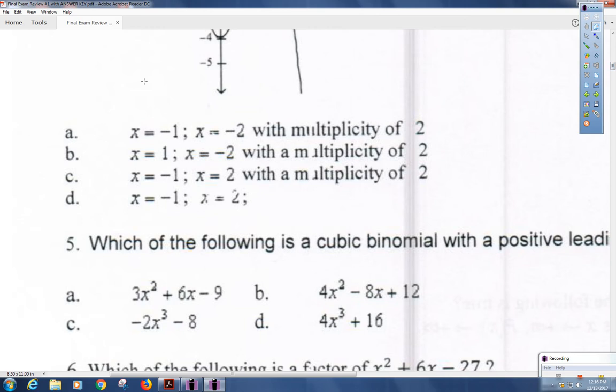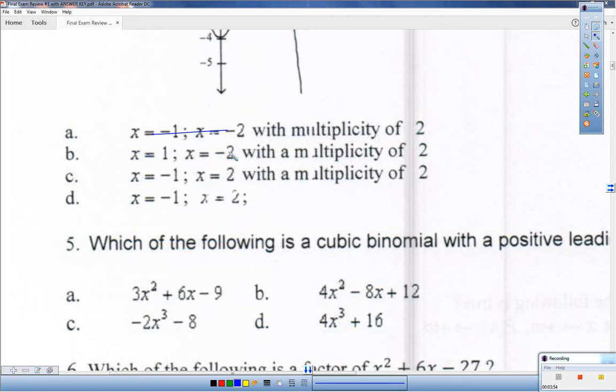So not A, not B, not D, but it has to be C. -1 and 2 with a multiplicity of 2.